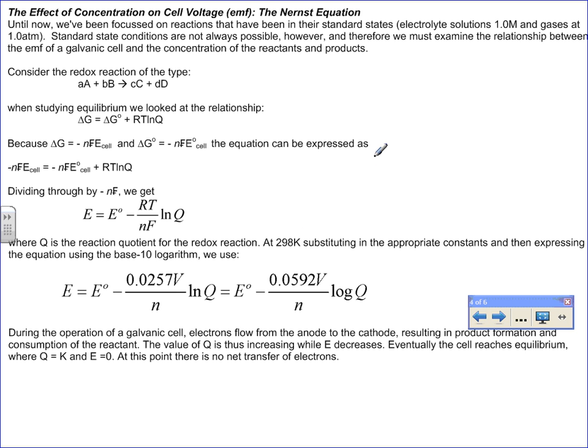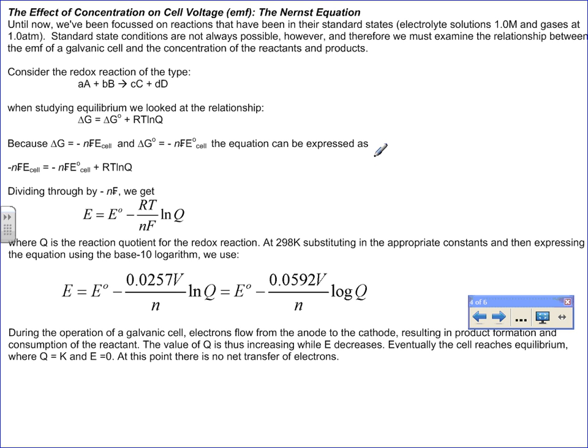Now we also have another relationship here that helps us to monitor the effect of concentration on the cell voltage. From our previous lesson in galvanic cells, we talked about how the standard concentration is 1 mole per liter and the standard pressure for gases is 1 atmosphere for all cells, but there might be cases where you have concentrations that are different than that.